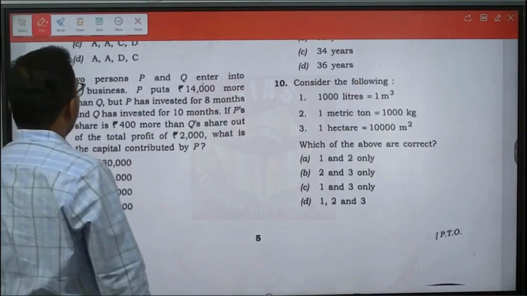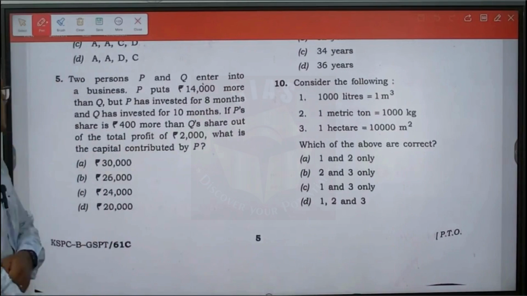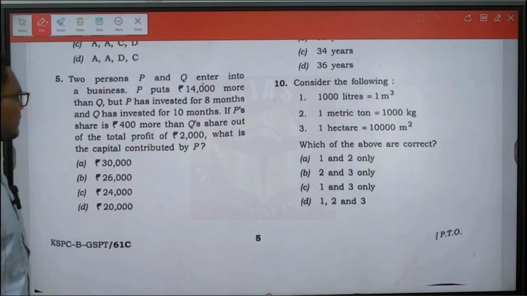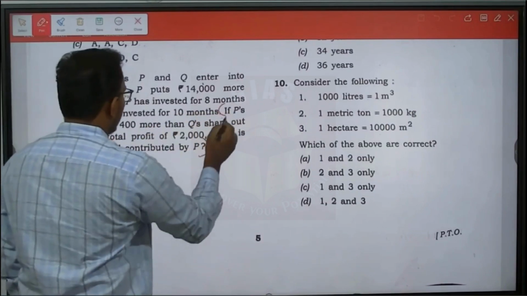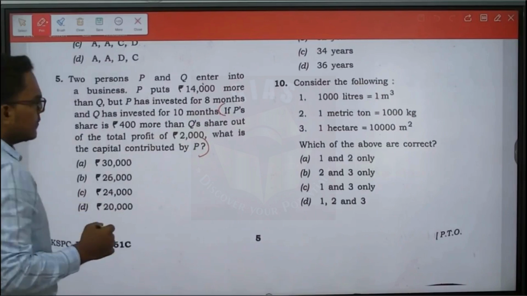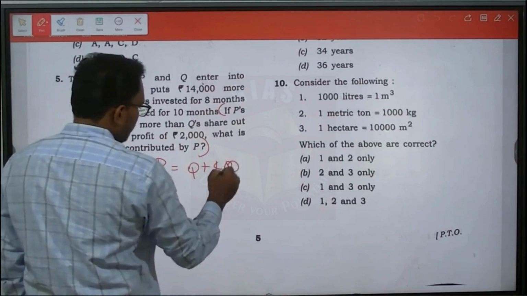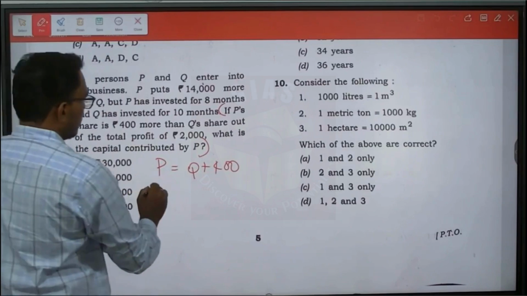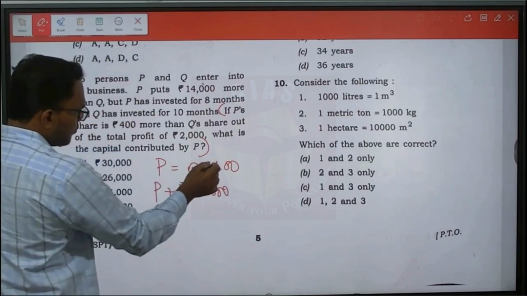Two persons P and Q enter into a business. P puts in 14,000 more than Q. P has invested for 8 months and Q has invested for 10 months. If P's share is 400 more than Q's share out of the total profit, what is the capital contributed by P? Start from here: P's share is 400 more than Q's, and the total profit is 2000. So P plus Q is 2000, and P is Q plus 400.